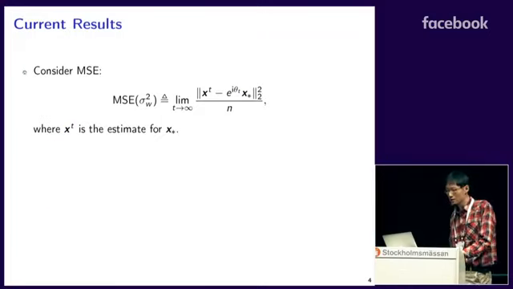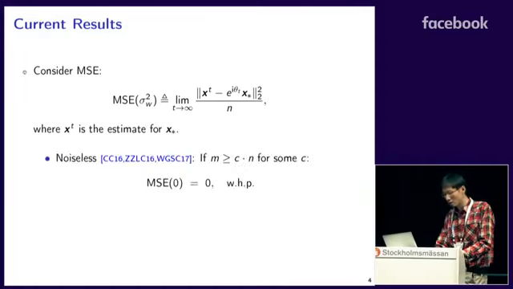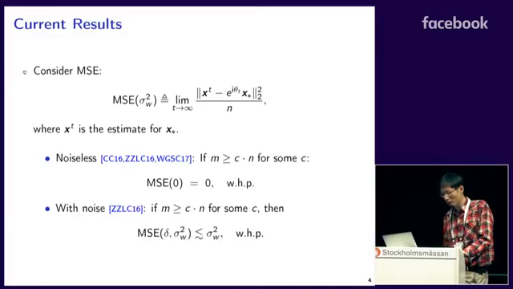The current analysis has shown that if we consider the MSE, the mean square error, then in the noiseless setting, if we want the MSE to be 0, which is a successful recovery, then the sample size m should be at least proportional to the dimension n. And in the noisy case, if the sample size is at least proportional to the dimension n, then the MSE is at most of the same order as the variance of the noise. However, I have to point out that different algorithms may correspond to different constants, and none of these analyses have shown what these constants are.